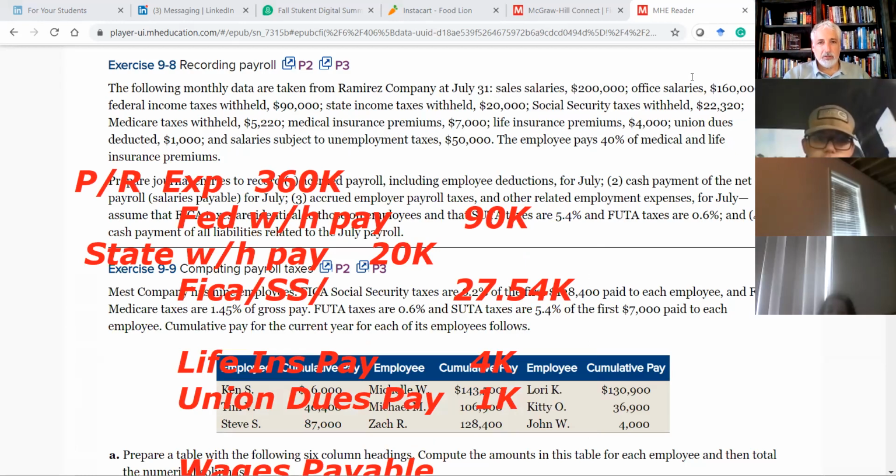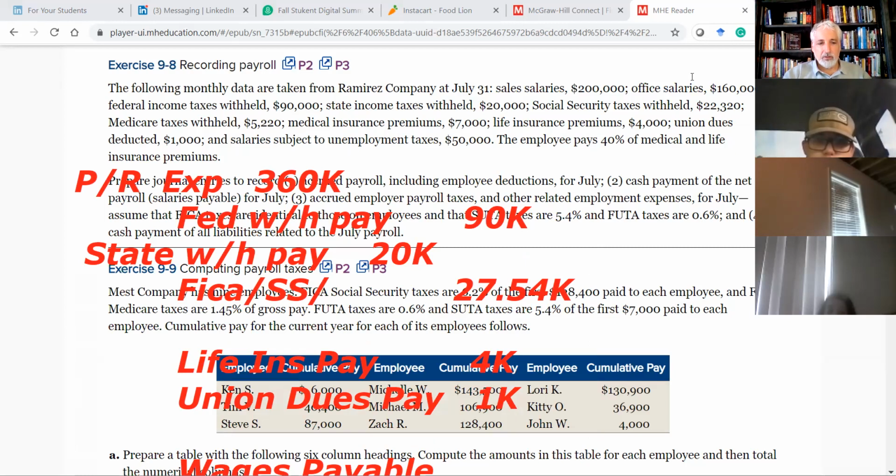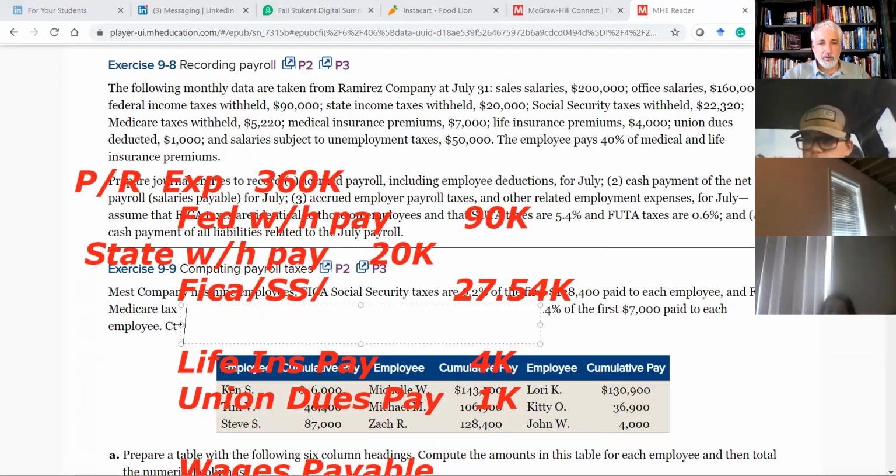I'm not sure what's going on here. There's something I just can't clear on the screen. So, medical insurance payable. And we had 7,000. I'm going to correct those numbers. We're only doing 40% for the employer. So I'm going to have to change those numbers.